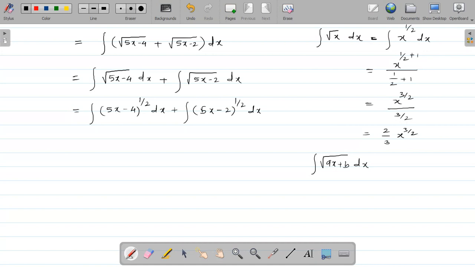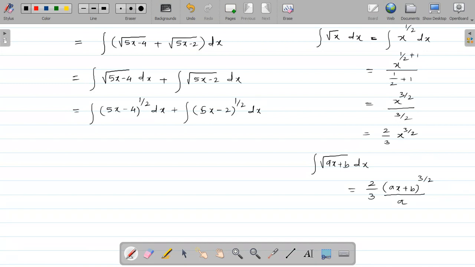By the same way, you will get the integration of root of ax plus b as 2 by 3 into (ax plus b) raised to 3 by 2, same as root x. Integration of root x is 2 by 3 into x raised to 3 by 2. Like that, integration of root of ax plus b is also 2 by 3 into (ax plus b) raised to 3 by 2. But you have to divide by the derivative of ax plus b, which is a. So the total integration is what? Integration is equal to 2 by 3 into (ax plus b) raised to 3 by 2 upon a.